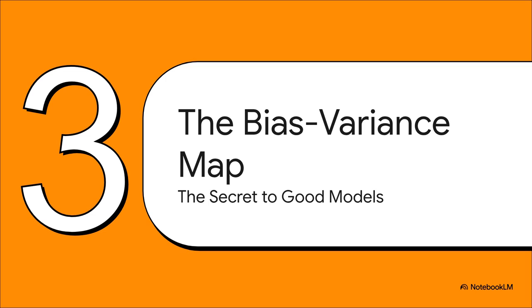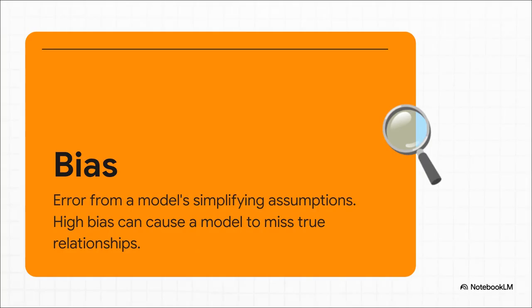And lucky for us, machine learning has one. It's called the bias-variance trade-off, and I'm telling you, this is the central idea for building anything useful. First, let's talk about bias.